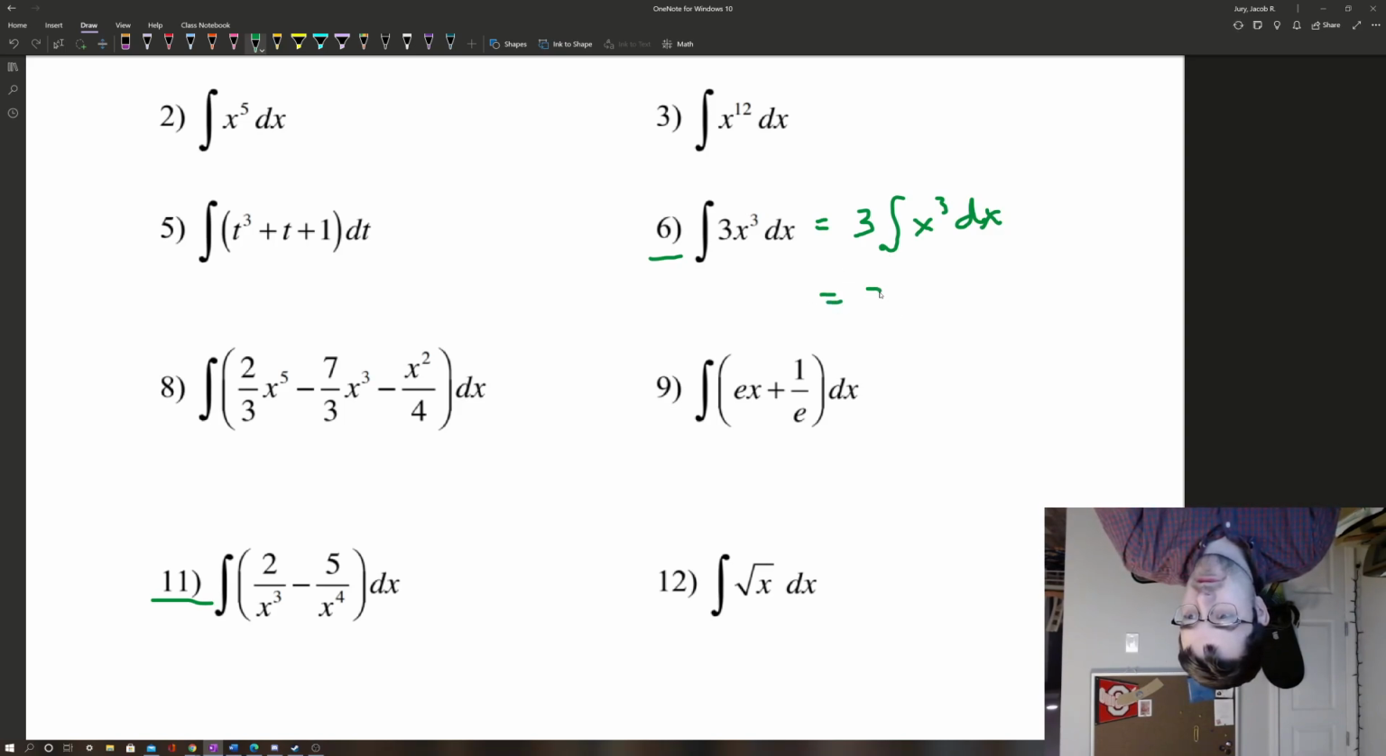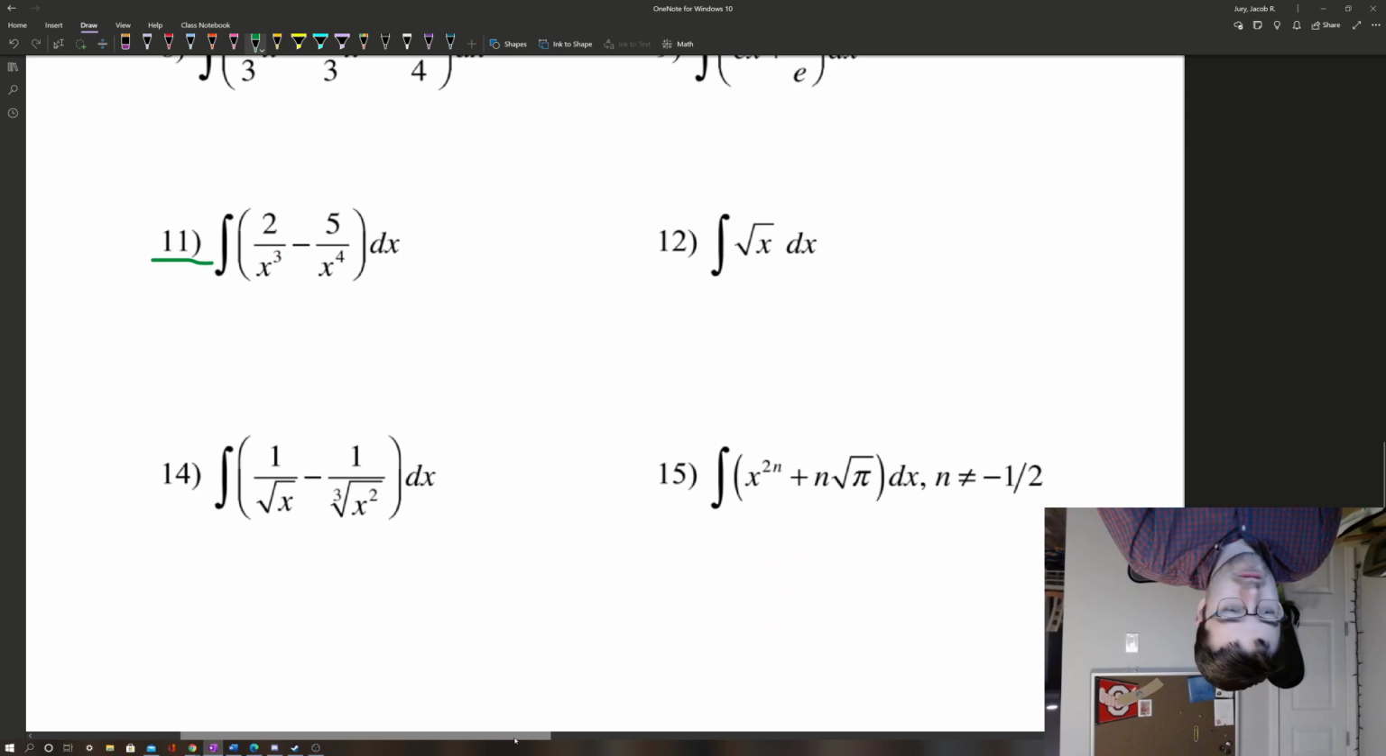So our answer is going to be 3 times whatever our integral of x cubed was. We've got a power of 4 because I added 1 to that power. And then if I divide by 4, it's the same as multiplying by 1/4. So this answer is also sufficient. And then it's plus c. And I'm just going to tidy this 3 times 1/4 up by writing it as 3/4. And that is our integral there. Do not forget your plus c.